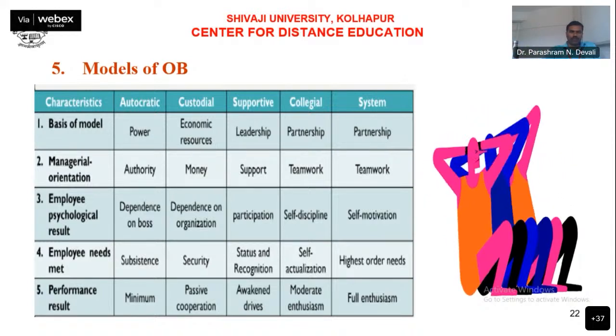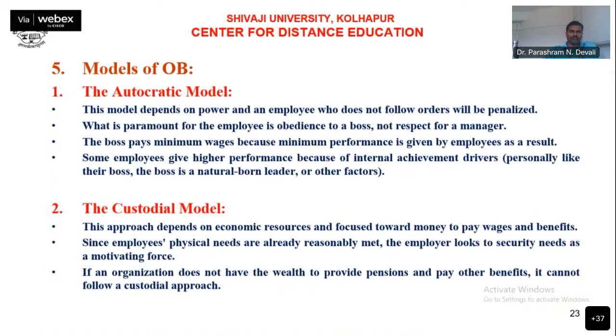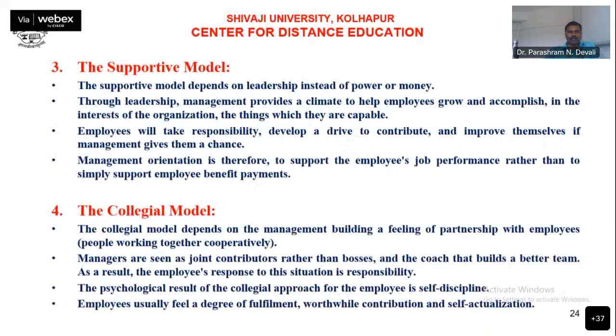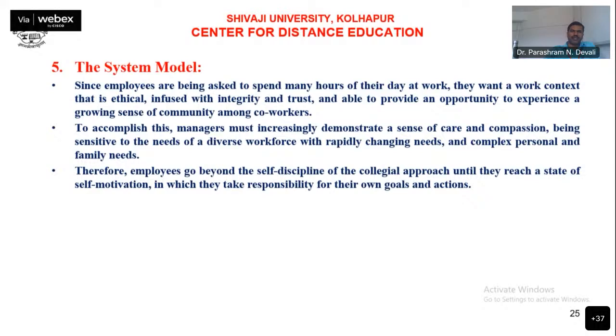This is the base of the models of organization behavior. Here we explain these models, that is the autocratic model, the custodial model. I think there is no need to explain again. You may understand what I want to explain or give explanation to you. Custodial model is there. Supportive model is there. Collegial model is there. System model is there.